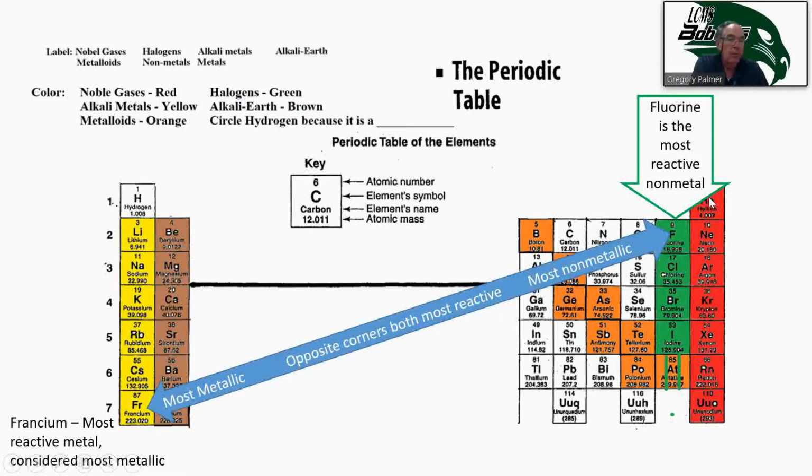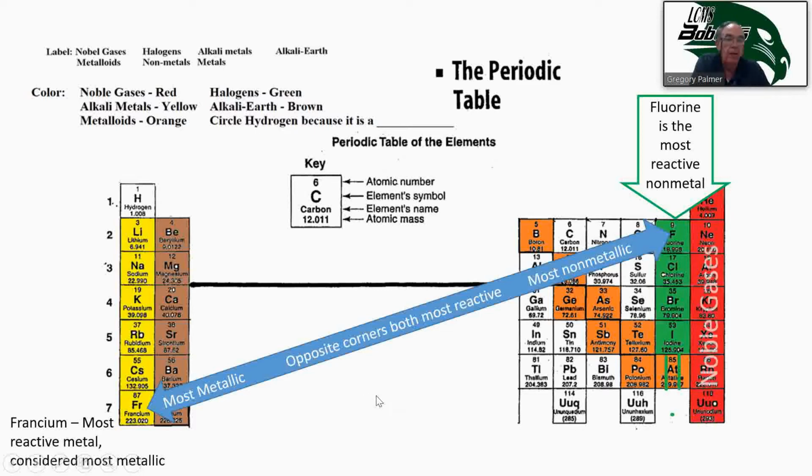So we know that noble gases don't react at all. Out of the elements that react, the most reactive of the metals and the nonmetals are at opposite corners. They're both reactive. This is the most metallic, this is the most nonmetallic, and they're both the most reactive.